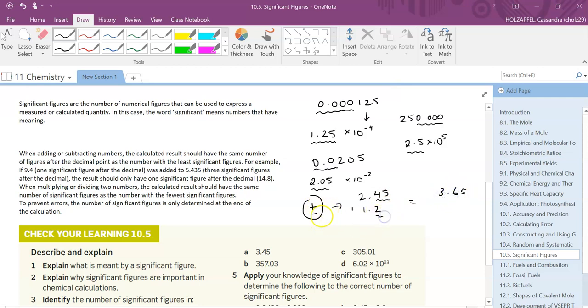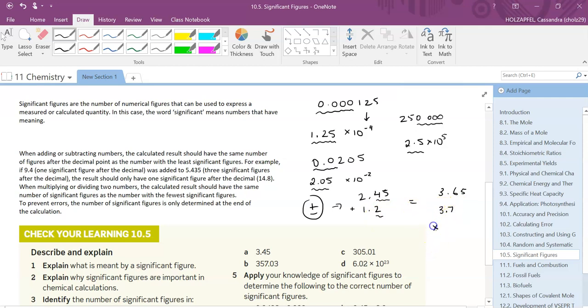And since we're adding and subtracting, what we're going to do is we're going to look at the number with the least number of significant figures after the decimal place. So for this case, the least number of significant figures is just 1 significant figure. So I would actually write this as 3.7.